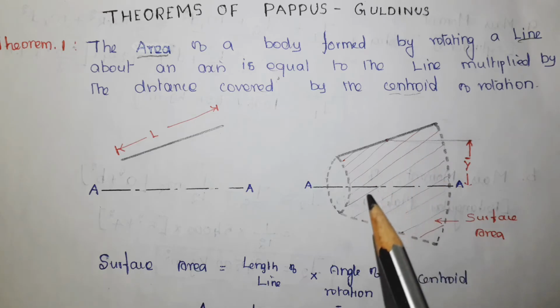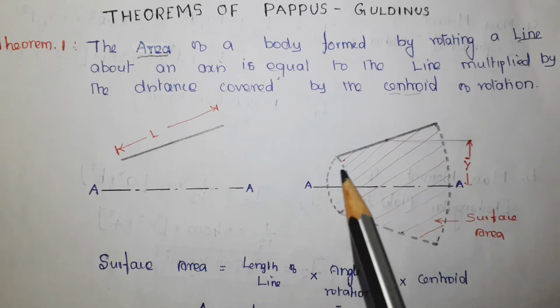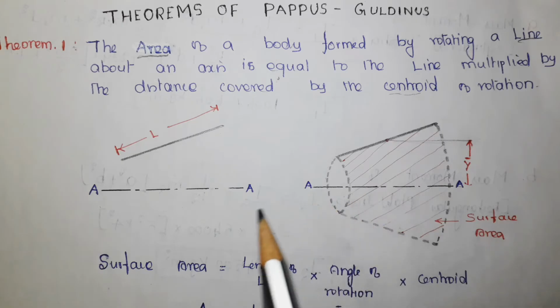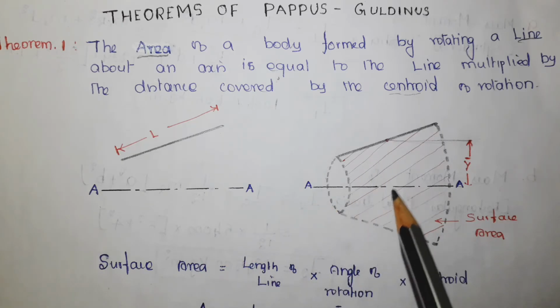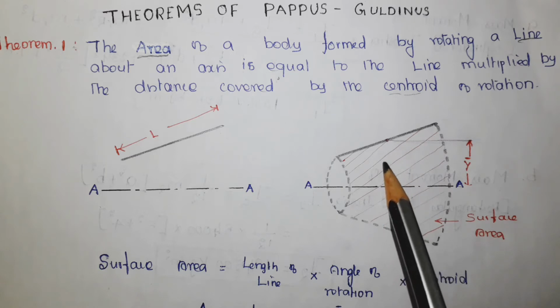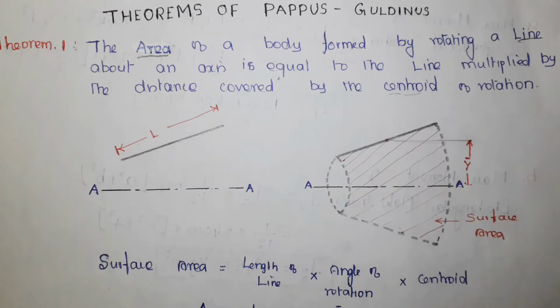Here I have shown that surface by shading using the rectangular pen, you see here. So this is the shaded area. Now this first theorem helps us to find the surface area. Now this is the position of the centroid, y bar, from the axis A.